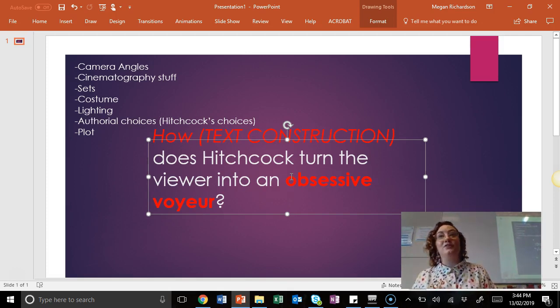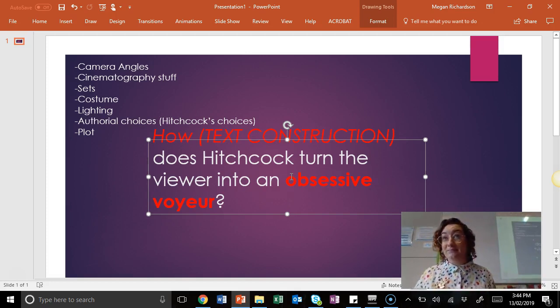But another way that you could tackle it is to say, yes, he does encourage us to be obsessive because of the way that he uses suspense. And so we can't look away. And so you could play into that. So either way you would be right. That's the great thing about English, is that you can always be right, even if your argument is completely the opposite of someone else, as long as you can justify your response.